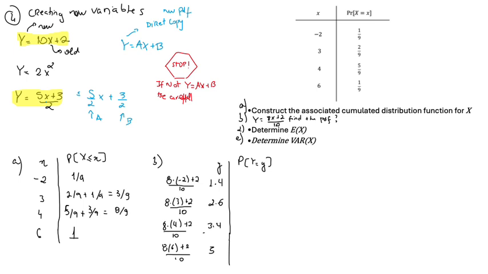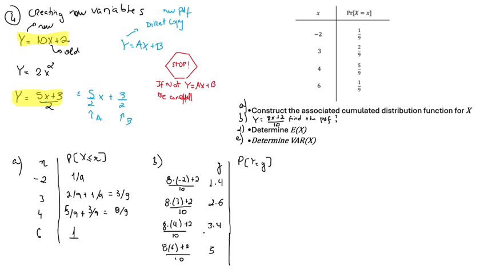And finally, what value does y assume when x is 6? You just evaluate the formula. 6 times 8 is 48, plus 2 is 50, over 10. This is 5. So this is how you build the left column of your problem.